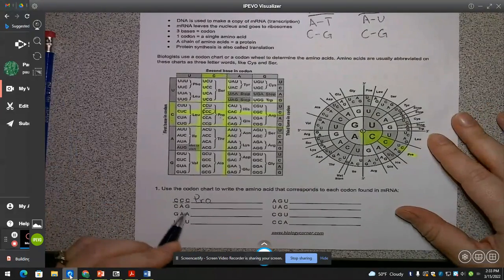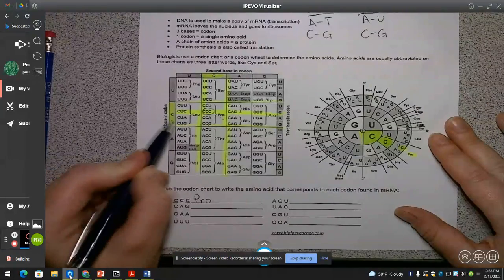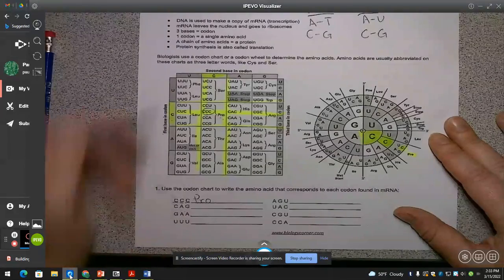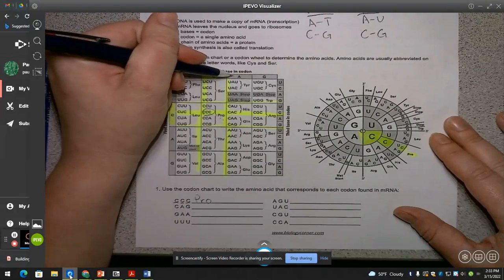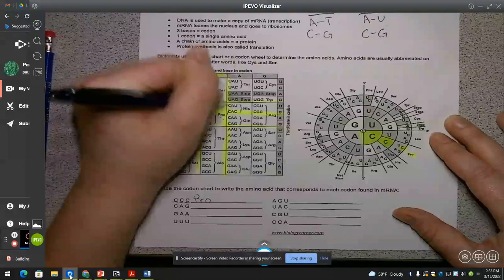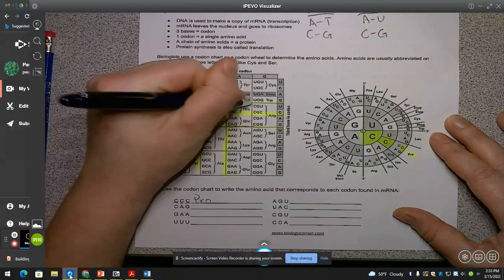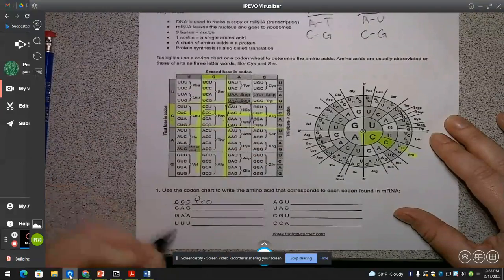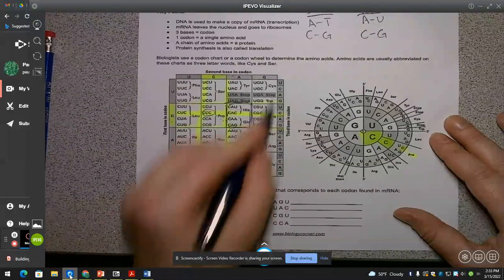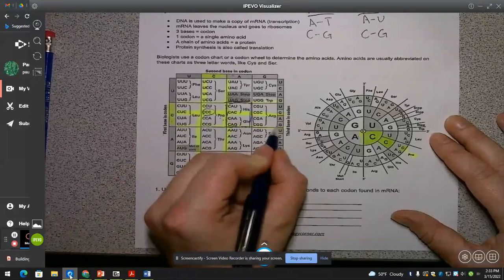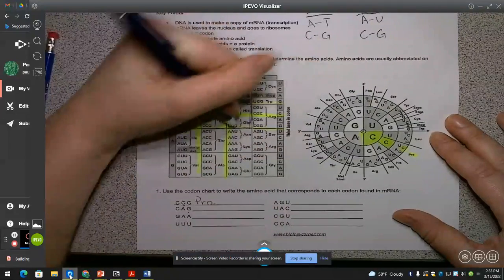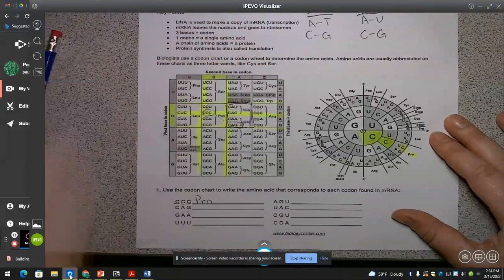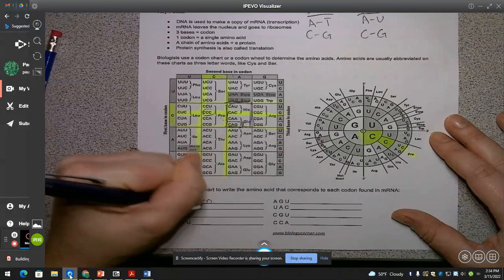So we have CAG. So same thing. Our first base is going to start here. Our second base is going to be A. So I'm going to go to this block over here. So now I'm looking at this square, because this is where my first and my second base meet. And then I'm left with a G. So I'm going to go to my third base over here. So it's G. So it's going to be CAG. There it is. It's going to be GLN.